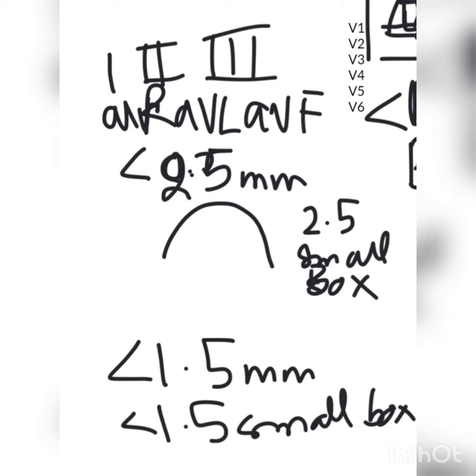I think we should have a recall. What was the duration of one small box? Yes, 0.04 seconds or 40 milliseconds. Good. What was the duration of one large box? 0.2 seconds or 200 milliseconds. Okay.